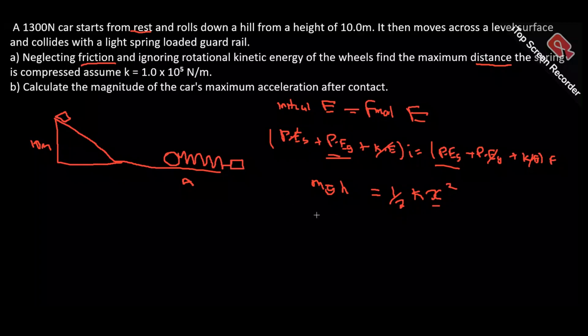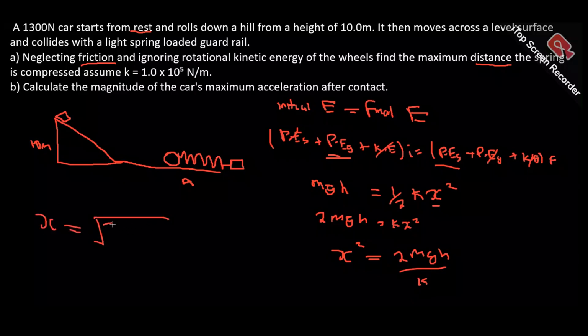What are we going to do? Cross multiply to bring it to this side. What else? We are going to divide by k. Dividing by k, this is what we're going to have. And making x the subject, it will be the square root of 2mgh over k. Now you can substitute the information that you have.